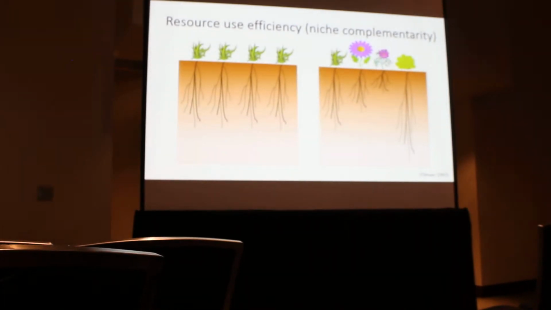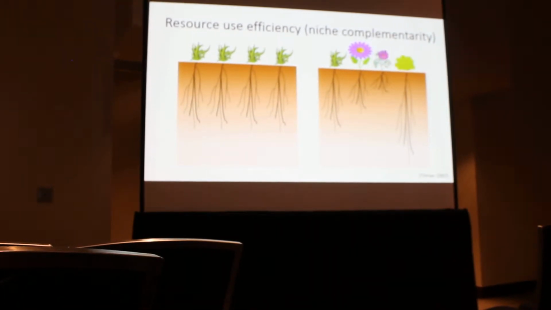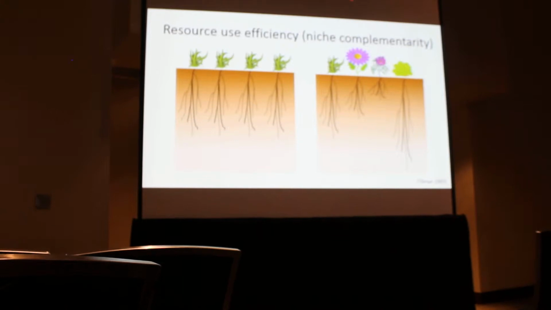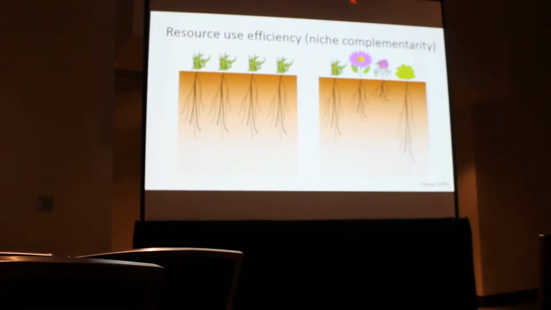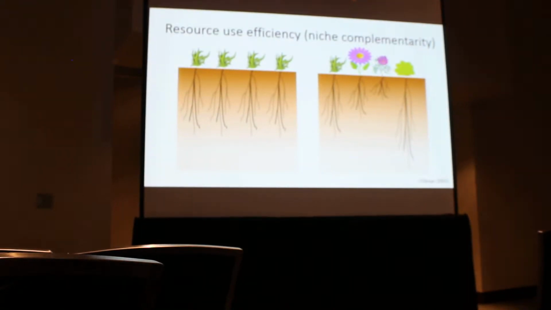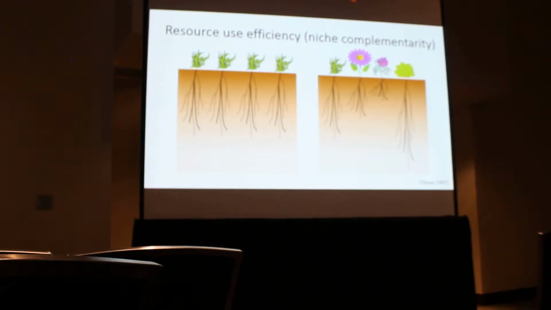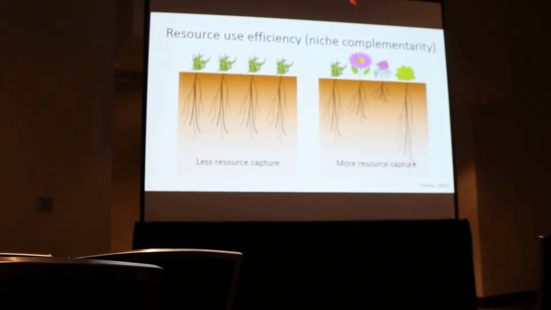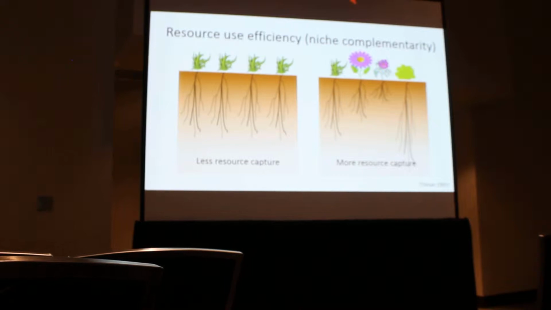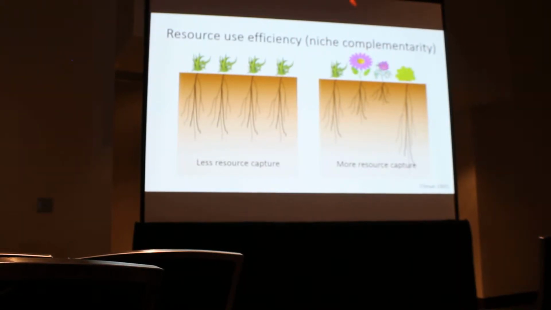And just a simplistic cartoon view, if we have two communities, one community is low diversity, the other community is high diversity. In this case, I've just changed species diversity. You see that in the high diversity community, the individuals occupy different niches, so there's more overall resource capture in that high diversity community, and therefore higher productivity.